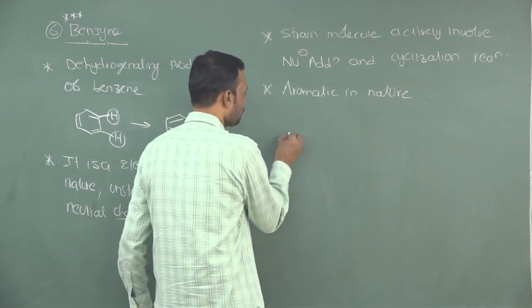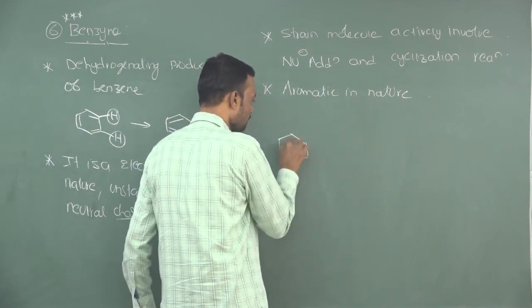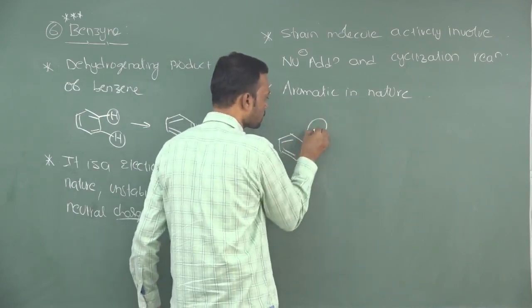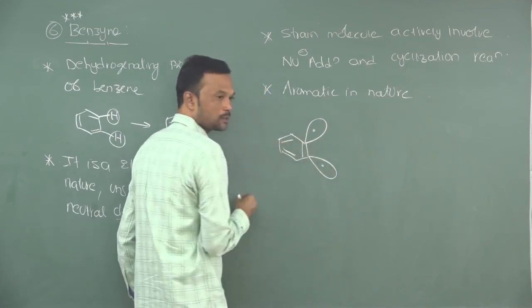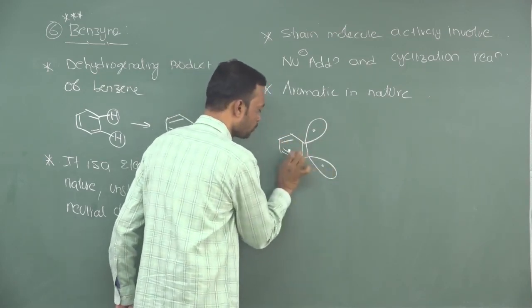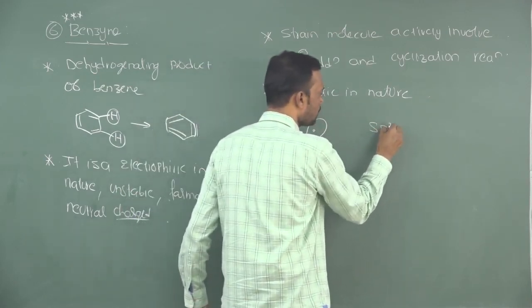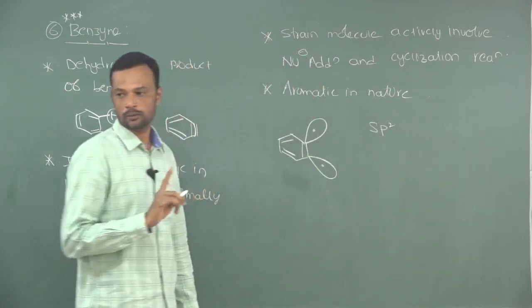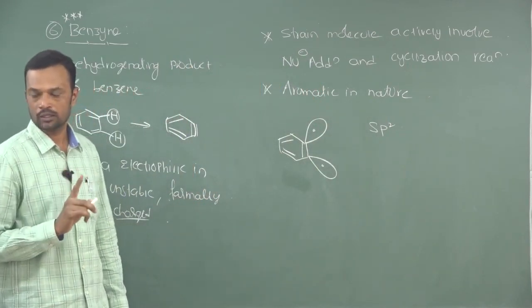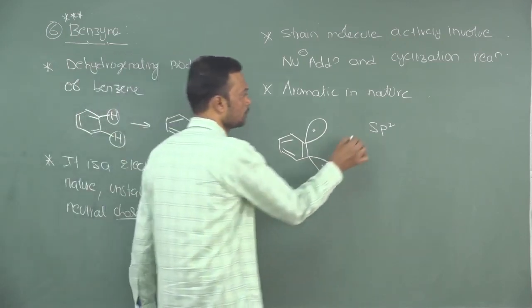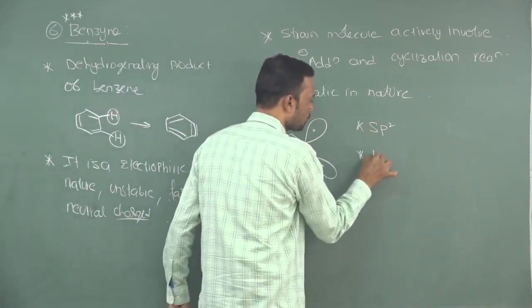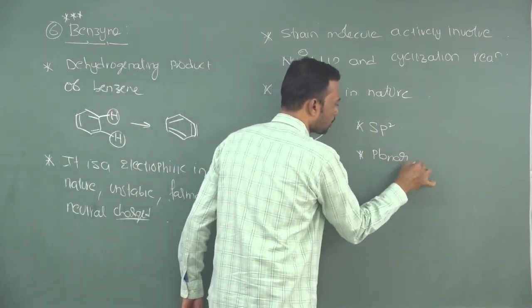And if you see the structure, this is benzyne. Here one electron is present. Here one more electron is present. Now what is the hybridization of benzyne? Benzyne has sp2 hybridization. It is not sp. Remember, all carbons have sp2 hybridization only. Okay. So sp2 and this molecule is a completely planar molecule.